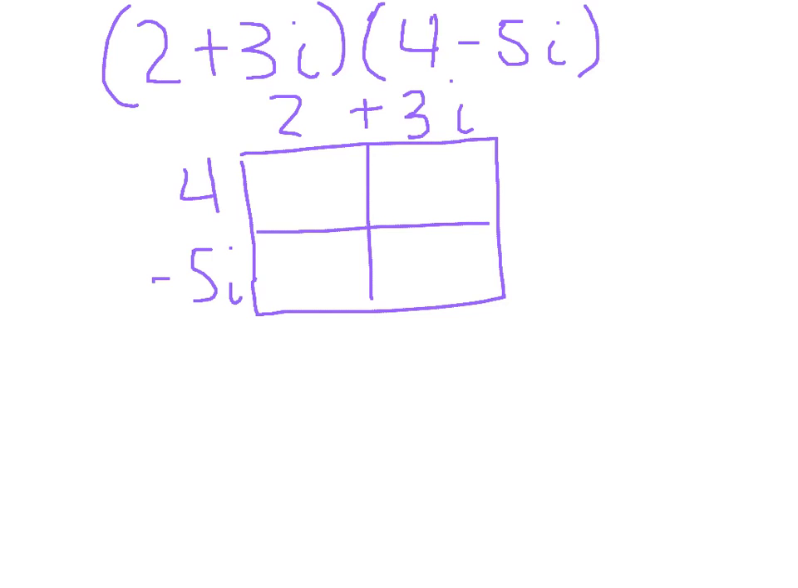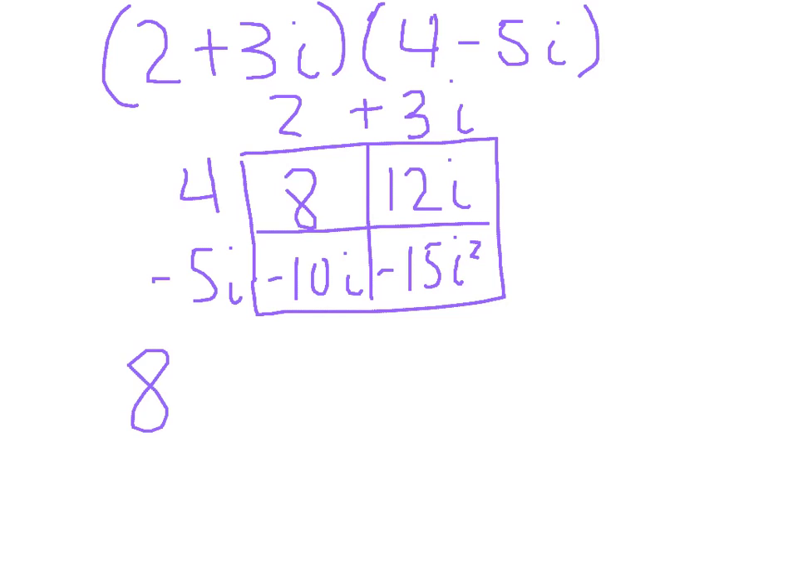If I multiply 4 times 2, we get 8. 4 times 3i is 12i. 2 times negative 5i is negative 10i. And 3i times negative 5i is negative 15i squared. When I combine like terms, the 8 stands alone.